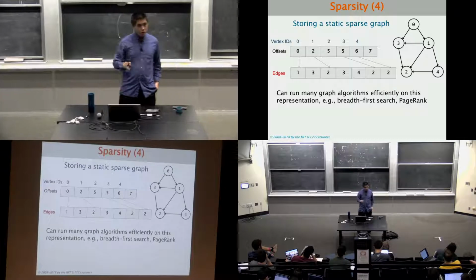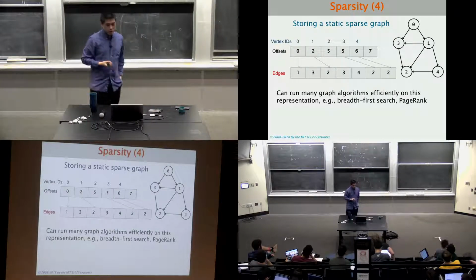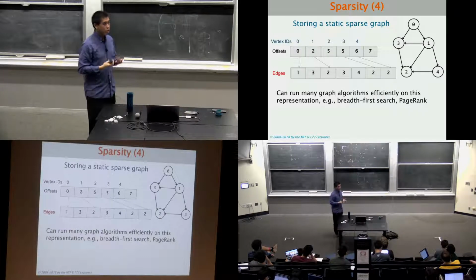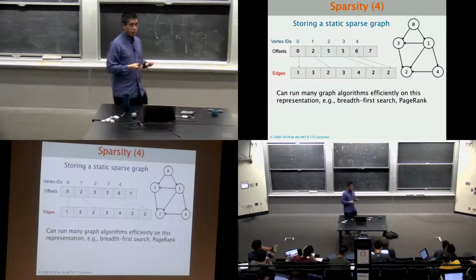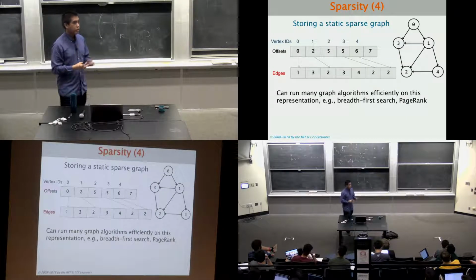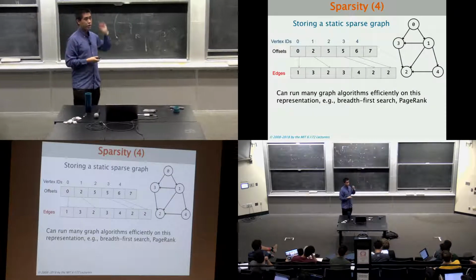And it turns out that using this representation, you can run many classic graph algorithms such as breadth-first search and PageRank quite efficiently, especially when the graph is sparse. This would be much more efficient than using a dense matrix to represent the graph and running these algorithms.